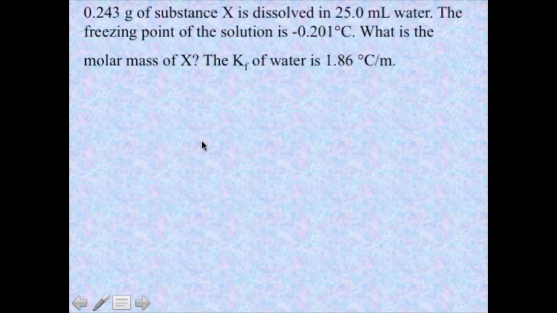0.243 grams of a substance is dissolved in 25 milliliters of water. We're given the freezing point of the solution as minus 0.201 degrees C. Of course, since the freezing point of water is 0, then the freezing point depression is 0.201 degrees Celsius. So what is the molar mass of X with the freezing point depression constant at 1.86? Put it on pause, you try it, and come back.